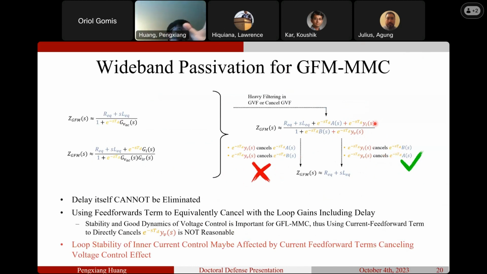And how to do similar things for grid forming MMC, but it's reversed. You have to use a current feed forward to cancel voltage control and use a voltage feed forward to cancel current control. One thing I want to mention is loop stability of inner current control may be affected if current feed forward term canceling voltage control effect. But most of the time people use like single loop voltage control, so it's fine.